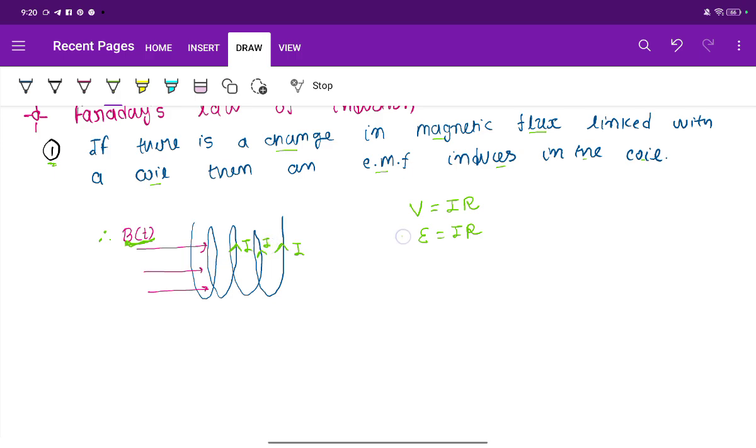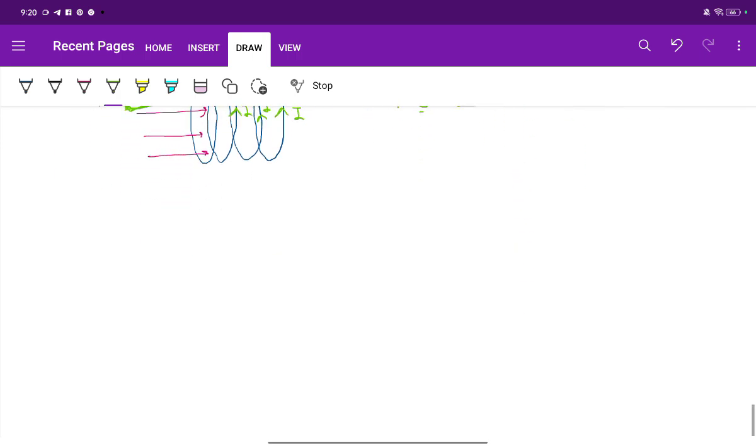And according to Ohm's law, you can always write E is equal to IR. So eventually we will get this EMF. Okay, this is our induced EMF. Now second point. So what is this second point?